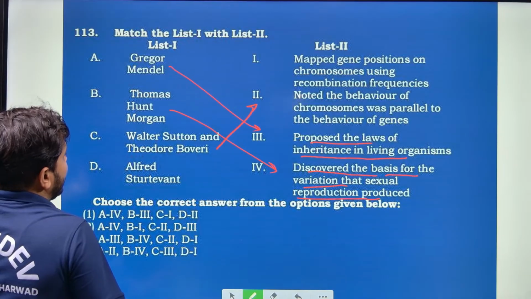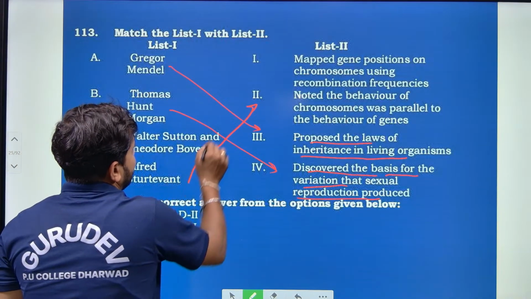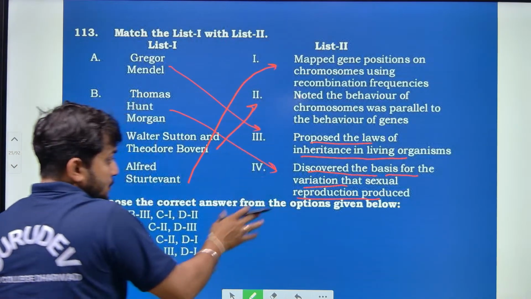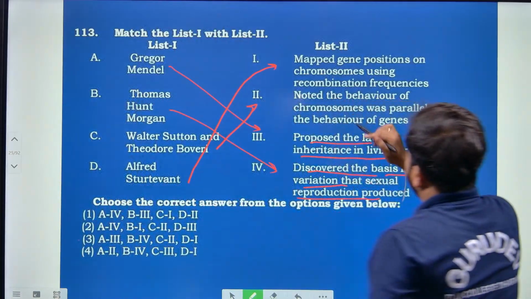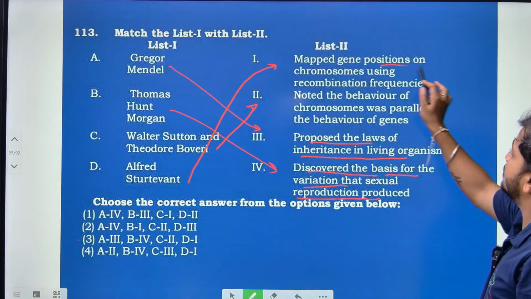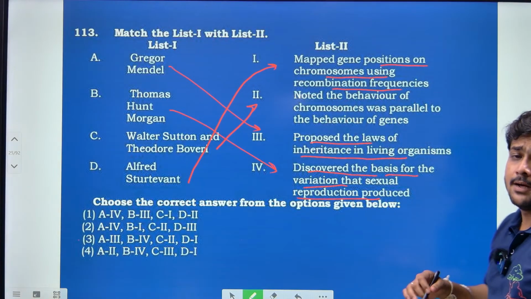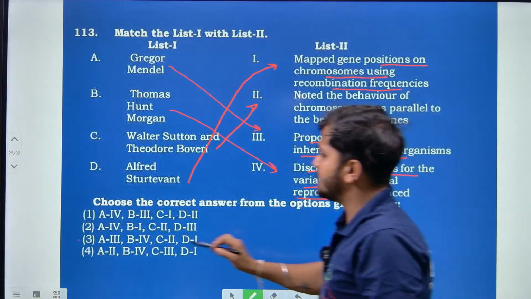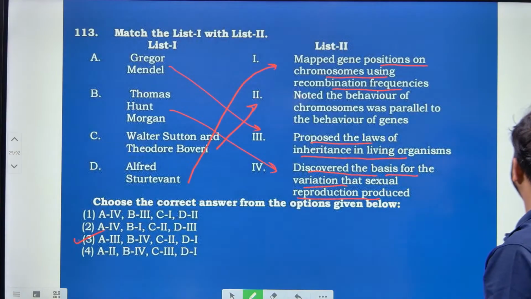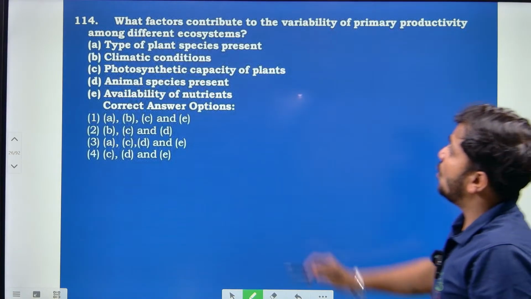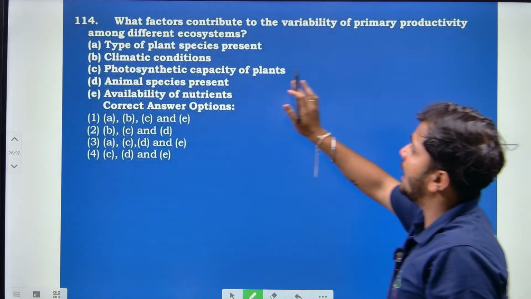Then Alfred Sturtevant carried out what? Whatever T.H. Morgan showed as variation, he mapped the gene position on the chromosome using recombination frequencies. So based on this, the answer is option 3, right?